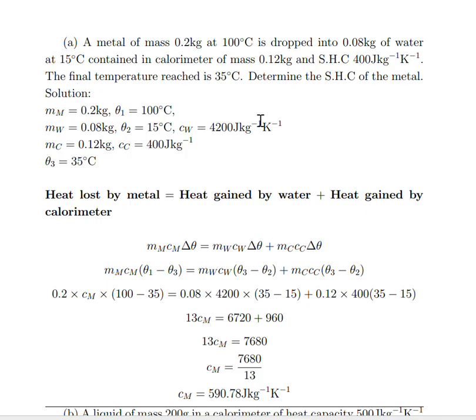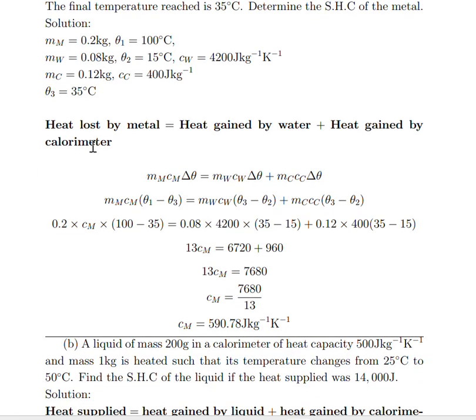So here we are trying to summarize the question. M subscript M represents the mass of the metal, and theta 1 is the temperature that the metal is at. Then M subscript W is the mass of water, and C subscript W is the specific heat capacity of water. Then M subscript C is the mass of the calorimeter, C subscript C represents the specific heat capacity of the calorimeter, and theta 3 represents the final temperature of the mixture.